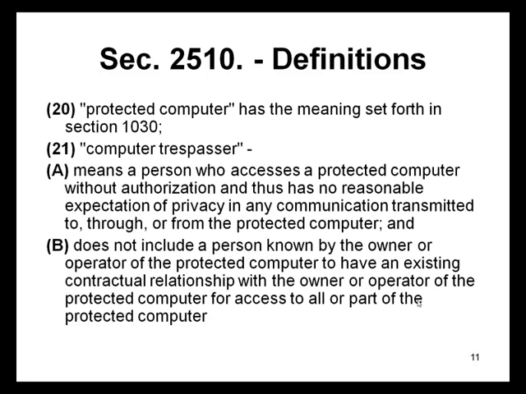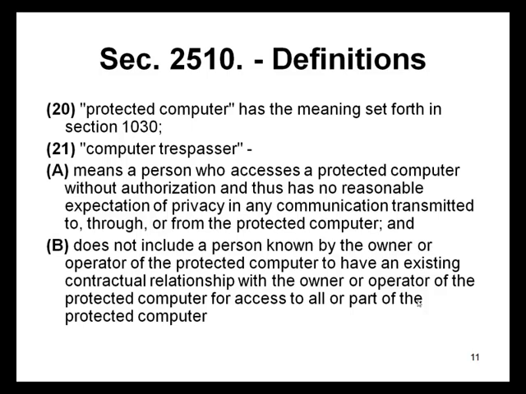There's a section on 2510 that defines a protected computer. And what it does is it adopts the definition in Section 1030, which is the Computer Fraud and Abuse Act, which we'll talk about here in a little bit. And so as they update 1030, that has updated the 2510 definitions by reference. There's another section in there that talks about what a computer trespasser is.